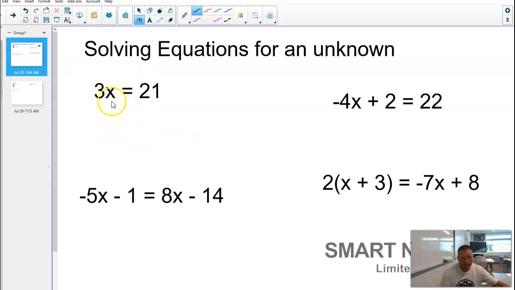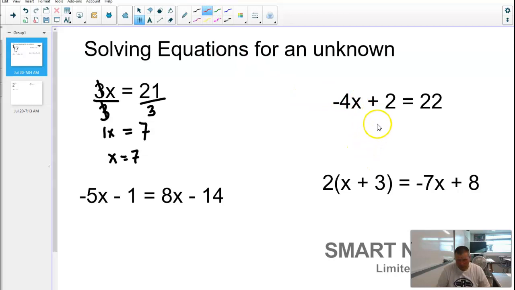If I look at this top left one, I've got 3x, 3 times what? Remember when they're touching, it's 3 times what equals 21, and we all know that's 7. But if you didn't know that, how would we actually solve it? We'd divide by 3, because we do the opposite to get rid of it on this side. That cancels it out and makes it 1x. Then we divide the other side by 3 because it balances it out, and 21 divided by 3 is 7. We usually don't write 1x equals 7, we just go x equals 7. That one should be nice and simple. You could have guessed that one.